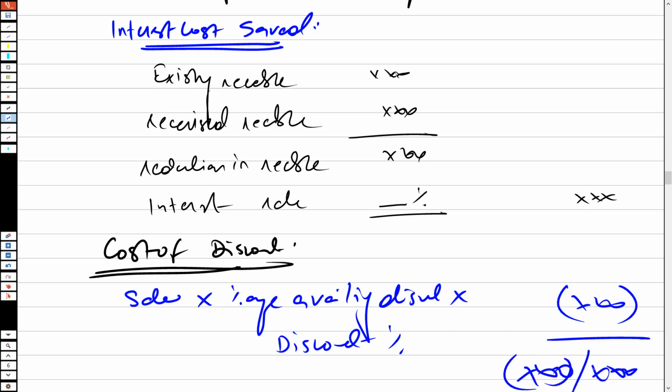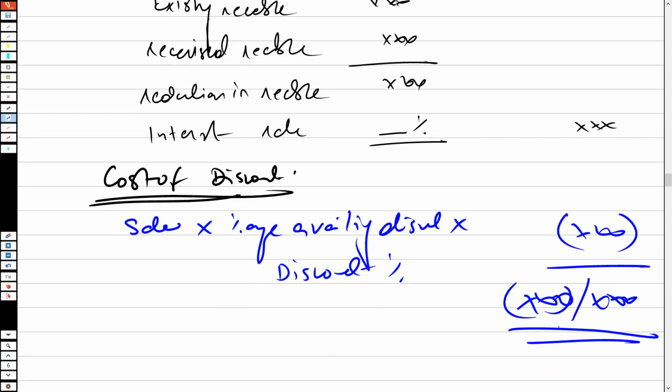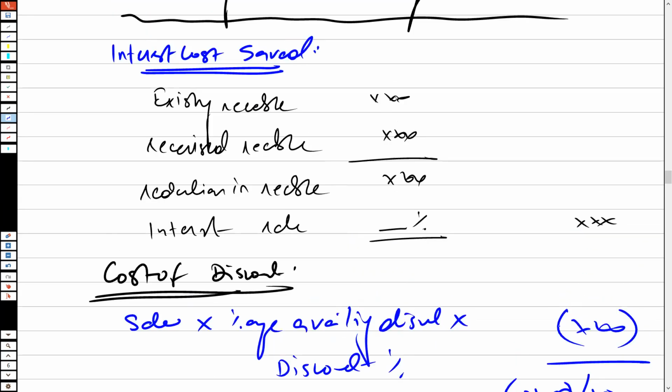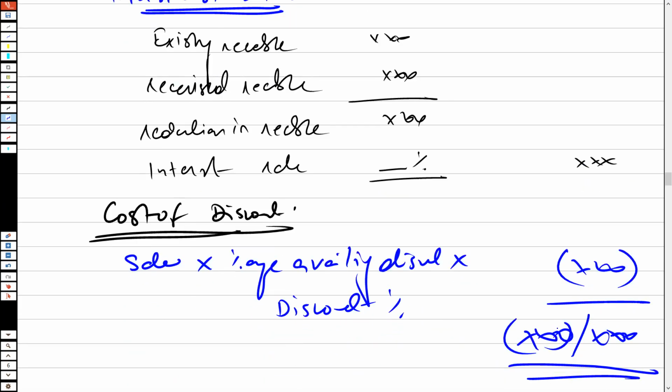So hence, resultingly, you would either end up saving the money or you would end up losing the money. I repeat, you would either end up saving the money or you would end up losing the money. This is how you're going to say it.